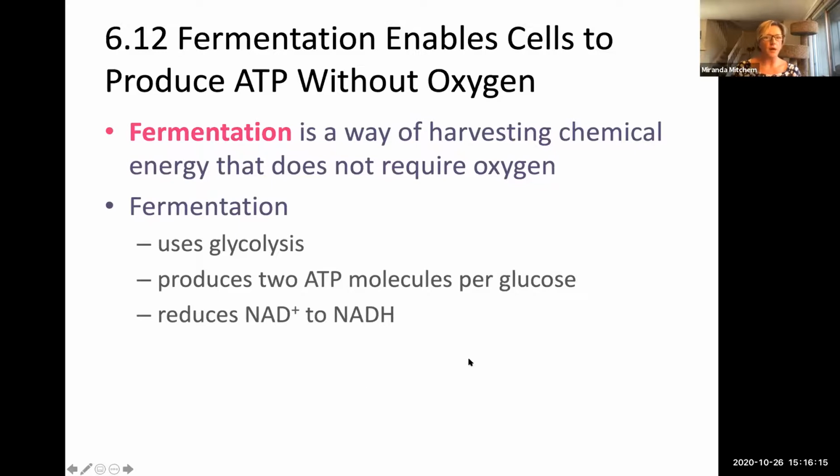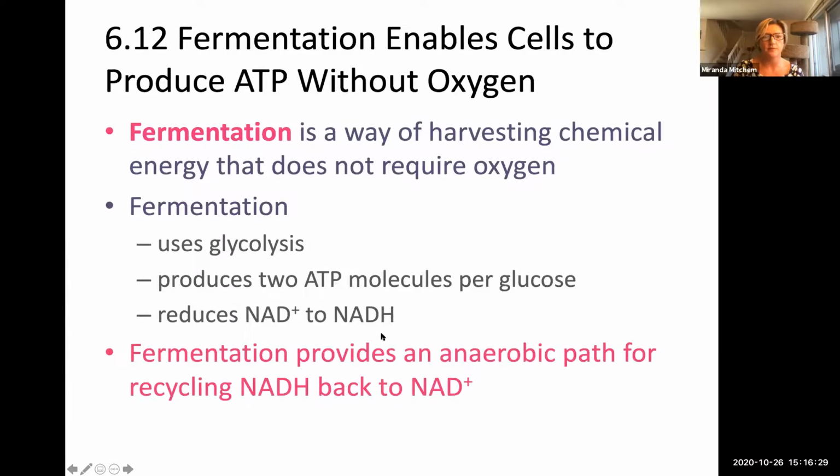Very importantly, though, we have to deal with our reduced shuttles. Part of the process of glycolysis is to take the oxidized NAD+ and reduce it to NADH. That's still the same. What is different between fermentation, this anaerobic pathway, and just glycolysis is that fermentation has the pathway to oxidize those carriers so they can be used again. We cannot load any more electrons onto NADH.